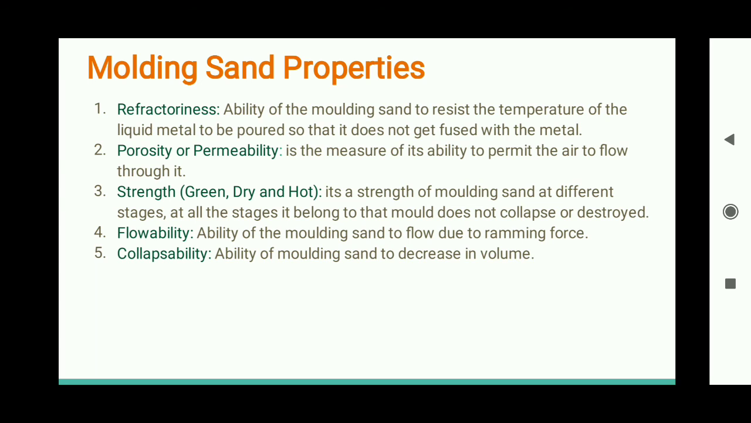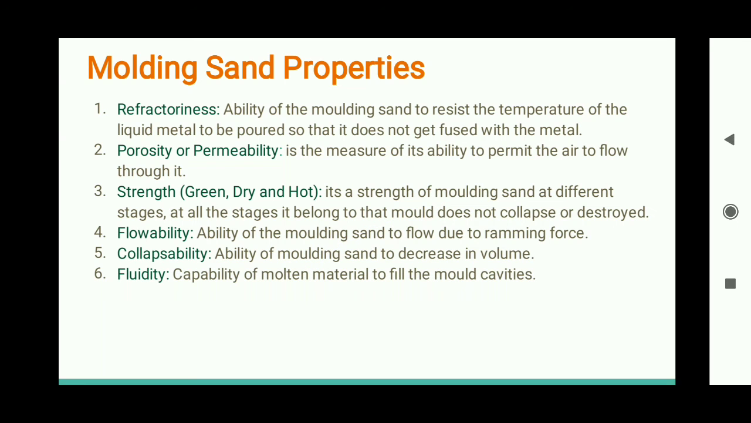That's why we are adding shrinkage allowances into the pattern. We have to keep in mind that the rate of contraction also causes the collapsibility of the molding sand.